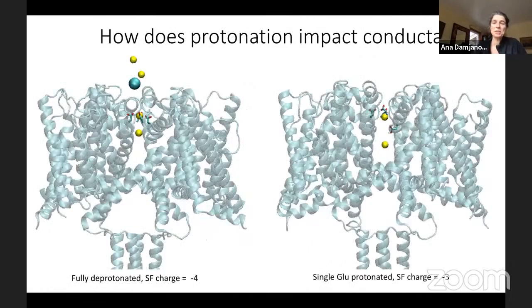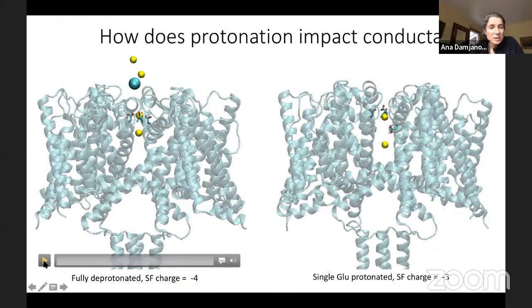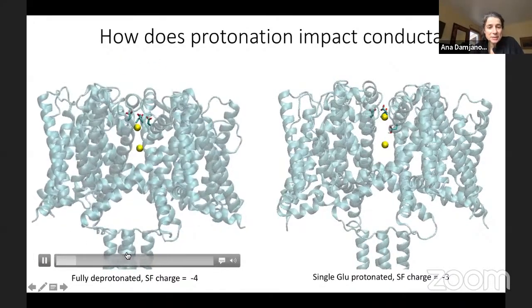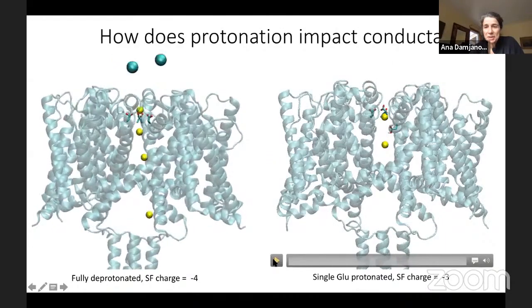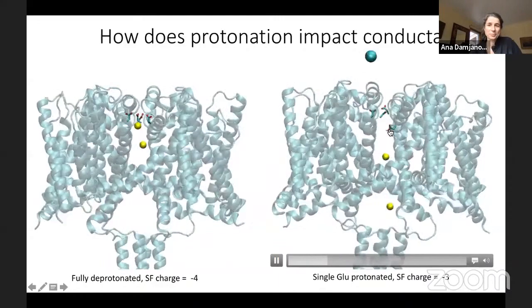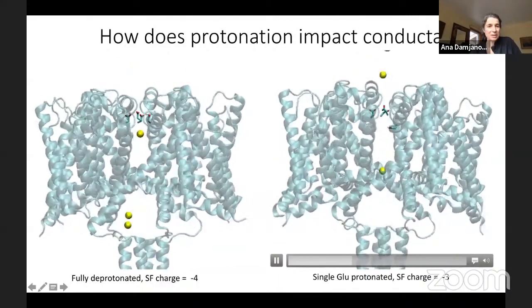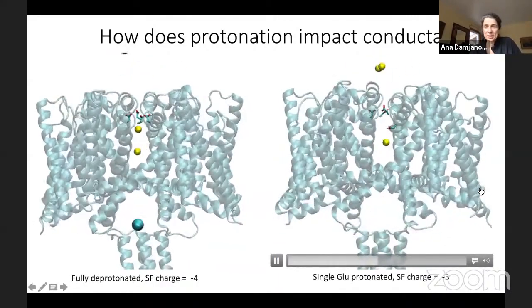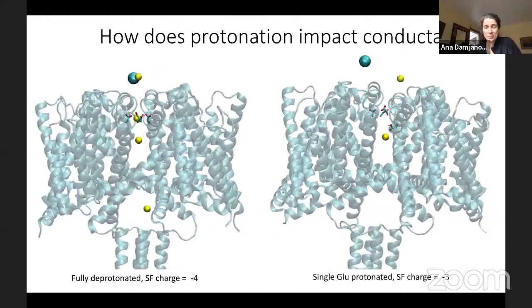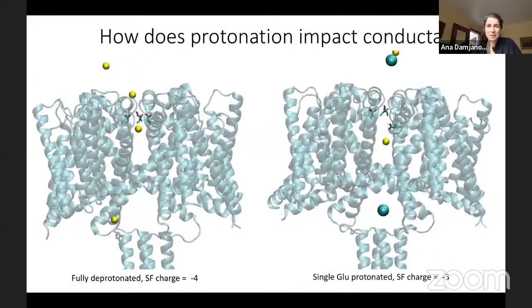So then we proceeded to look at how protonation impacts the conductance. I'll show more movies here. This is the old movie with the fully deprotonated selectivity filter. And this is the new movie with a singly protonated residue. So you can immediately see that there are fewer ions in, and they're actually moving slower through the channel. Right, so I'll let them finish.